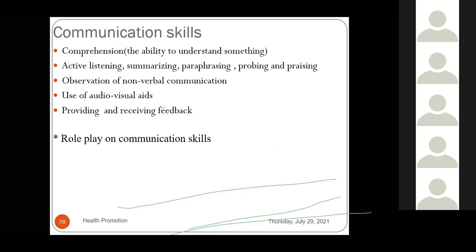If you don't have understanding, you yourself, you don't know the concept, you don't know exactly what it is, you'll not be able to provide that education to others. And I'm repeating, you must be an active listener, be able to summarize, paraphrase, probe and praise. So you should be able to summarize your points.